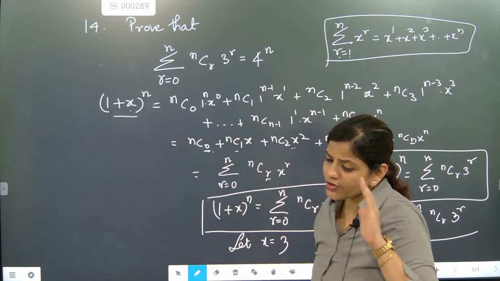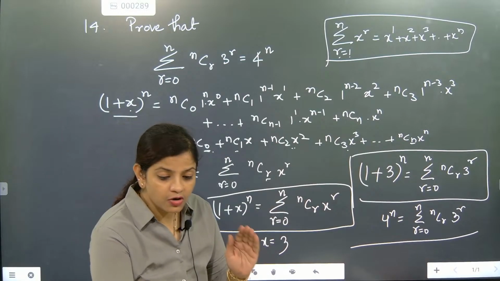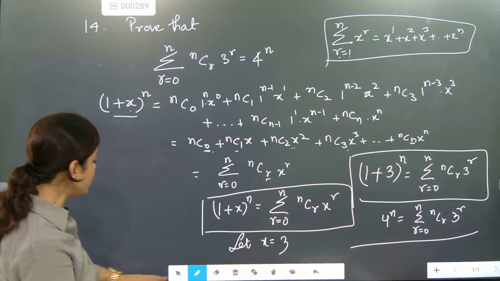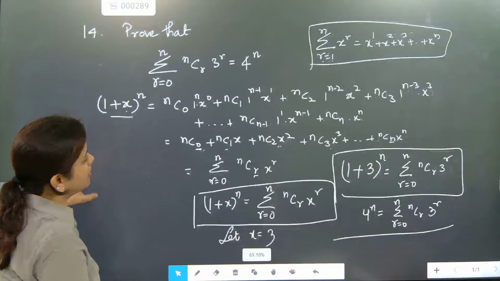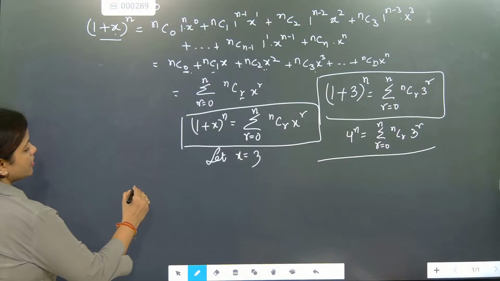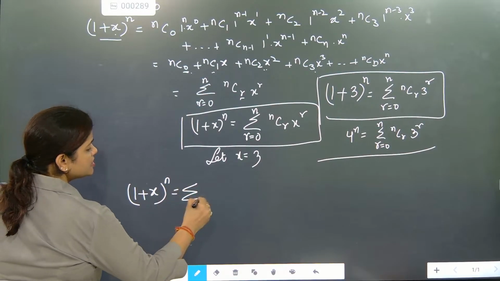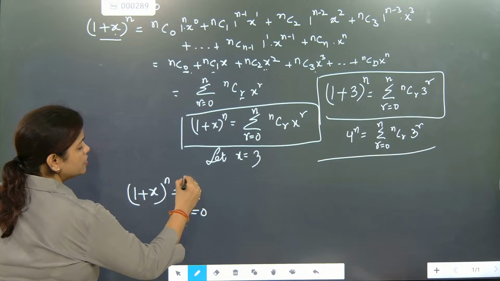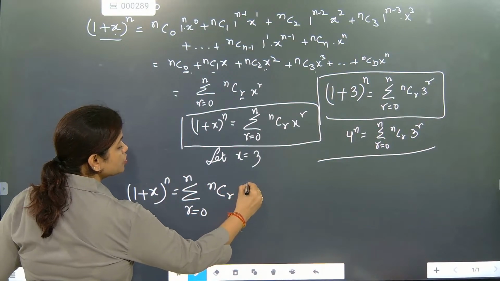Now, we are not going to stop here. See, we got a weapon. You know what weapon we got? We got a general weapon. Our general formula is what, beta? We got (1 + x)^n is equal to the summation r = 0 to n of nCr x^r.